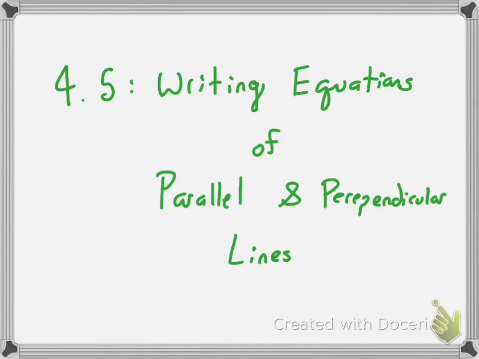In section 4.5, we're going to be writing equations of parallel and perpendicular lines. Before we do that, let's just recap some of the equations that'll be important here. Our slope formula is y2 minus y1 over x2 minus x1. We also call our slope our rise over run, so how many you count up or down, and then over.